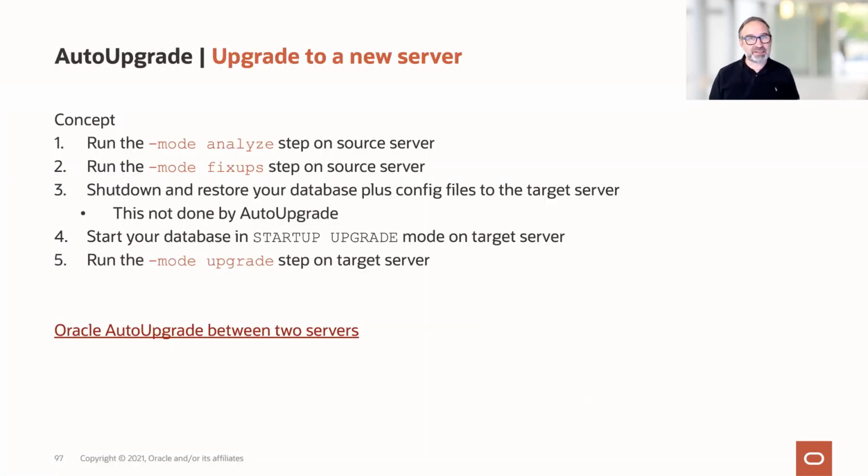What you do in these cases, you run analyze and fixups on the source. So analyze checks your database, fixups, step now, fixes things like creating dictionary statistics. Then either you shut down and restore your database with the config files to the target server, and those include everything you need to operate a database. This part is not done by AutoUpgrade.